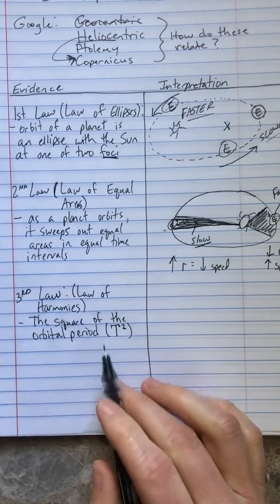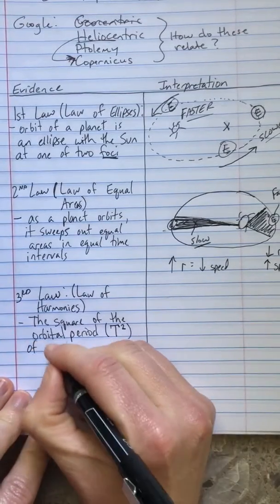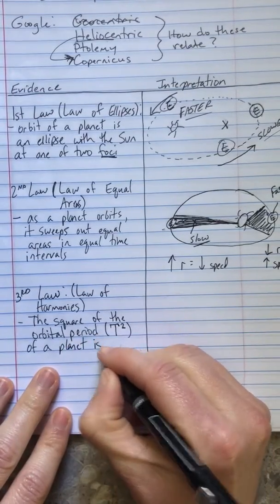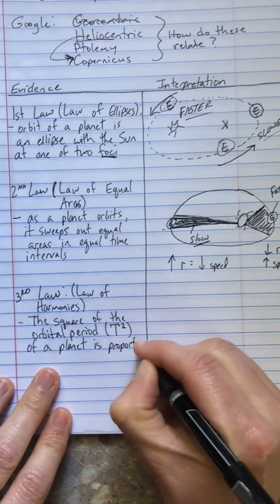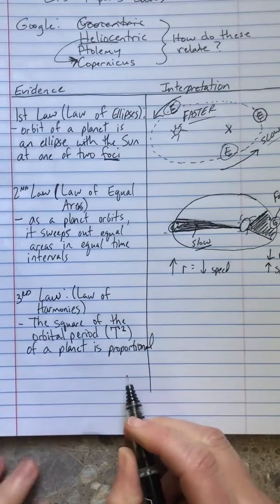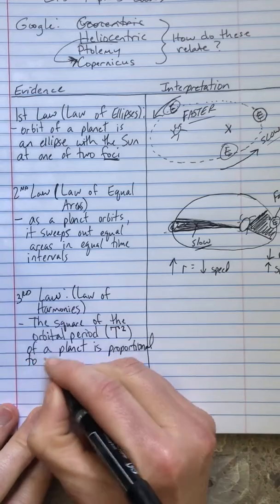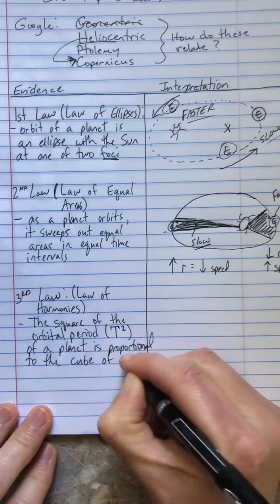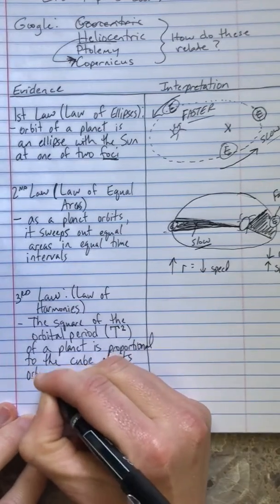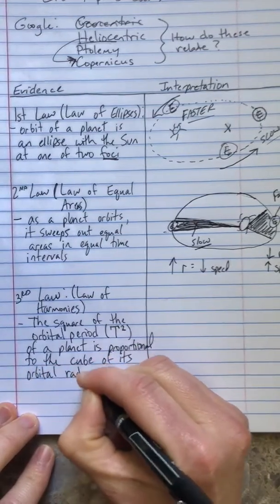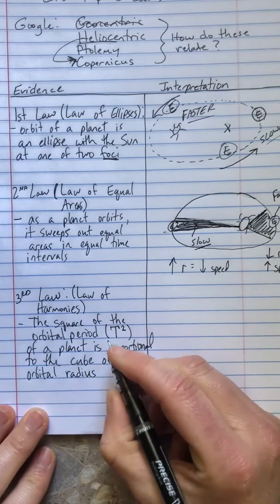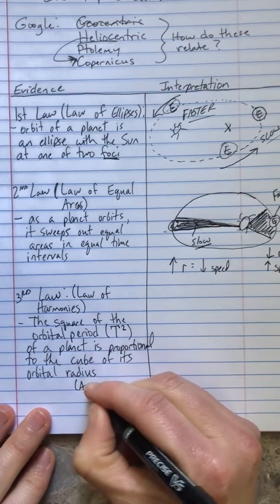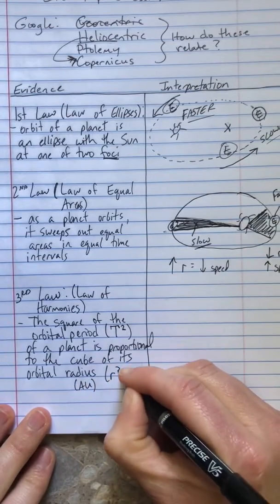The square of the orbital period of a planet, doesn't have to be Earth, is proportional, so, to the cube of its orbital radius. I know that's long, I'm sorry. In other words, the radius, remember, was in AUs, but we're just going to call it R cubed.